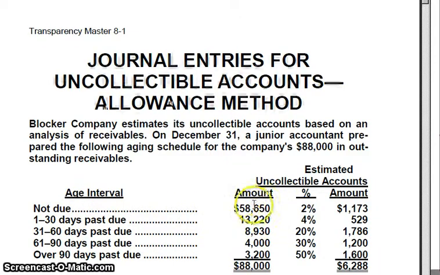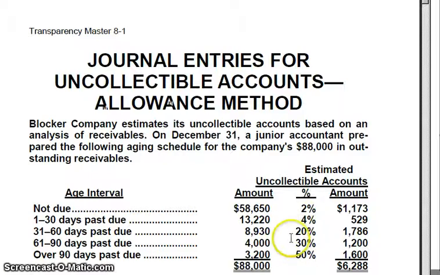So if you have $58,000 in receivables that are currently due, you're estimating that approximately 2% of those people are not going to pay you. All right. If you've got receivables that are 31 to 60 days overdue, you've got $8,930 worth of receivables that fall into that bucket. You're estimating 20% of those people are not going to pay you. And if you've got receivables that are over 90 days past due, you've got $3,200 worth of those receivables, and you're estimating that 50% of those people are not going to pay you.